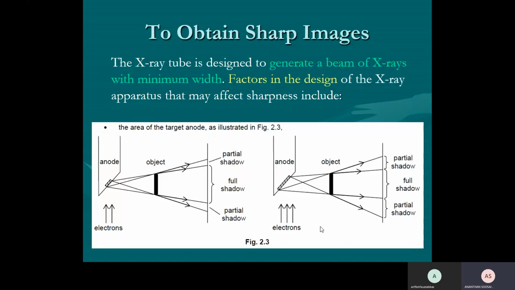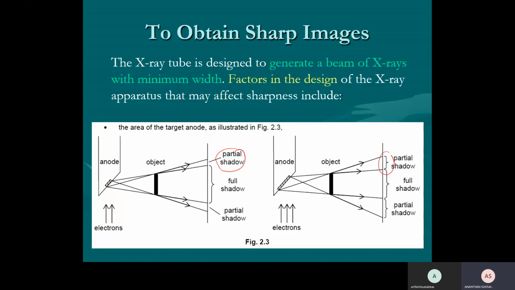Okay, first, about sharpness. How to get a sharp image? They found that it depends on the size of the anode you use. When the electrons strike the anode, there is a small region. A smaller anode seems to give a smaller partial shadow. The big anode tends to give a big partial shadow. Partial shadow means a double image, two images. Your head is there, but at the same time another head appears at the side, a double image.